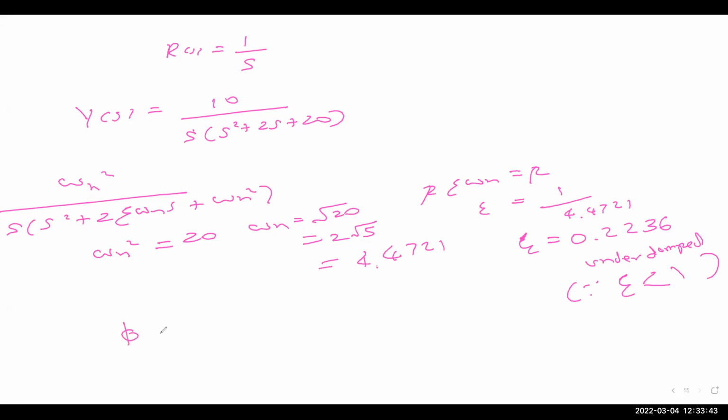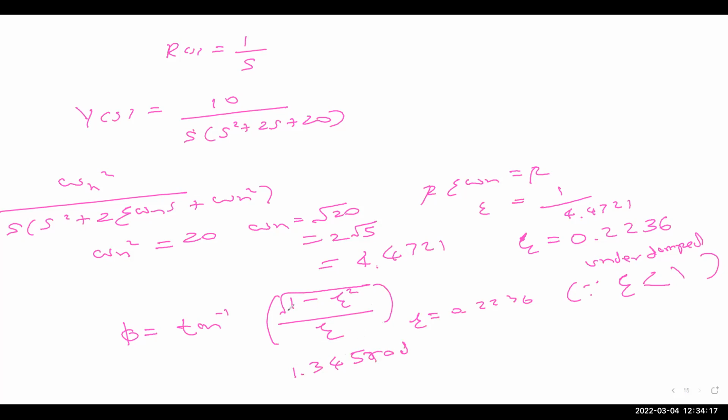This is tan inverse of square root of 1 minus theta squared divided by theta, right? So you substitute this particular value here and you will get an answer. Theta is equal to 0.2236. You get an answer here of 1.345 radians. Okay, I'm not going to compute this, just put it in a calculator. All right, so we got all the parameters.